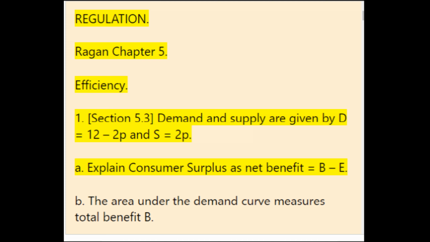Regulation. Chapter 5. Efficiency. Section 5.3. Demand and supply are given by D = 12 - 2P and S = 2P.